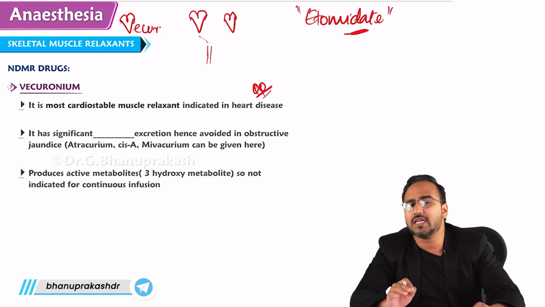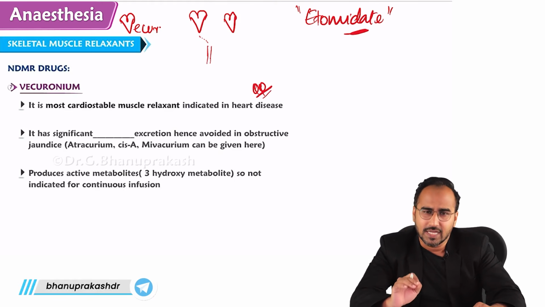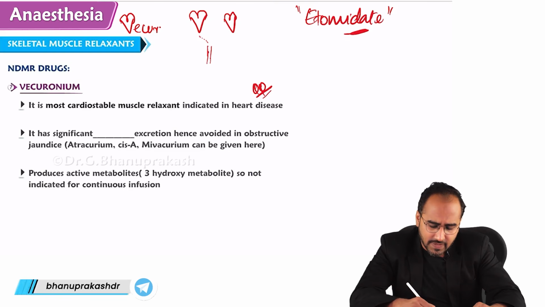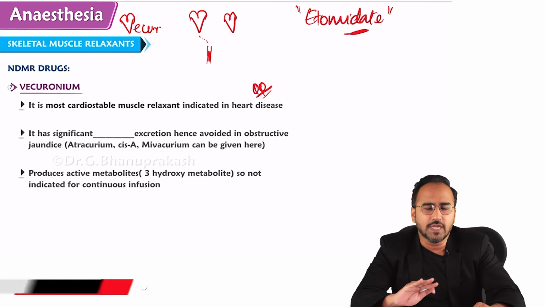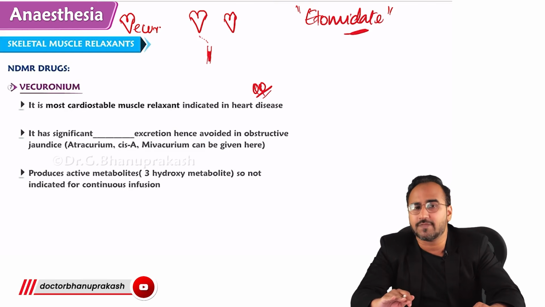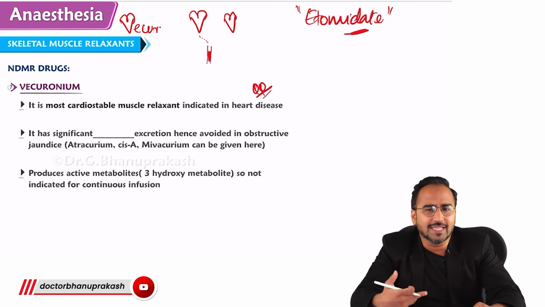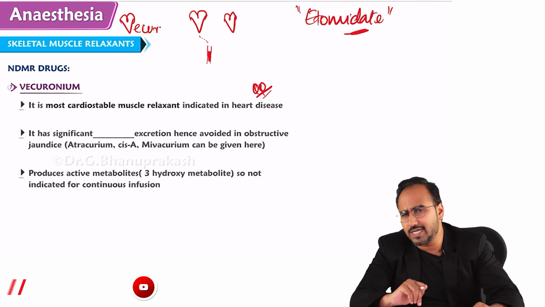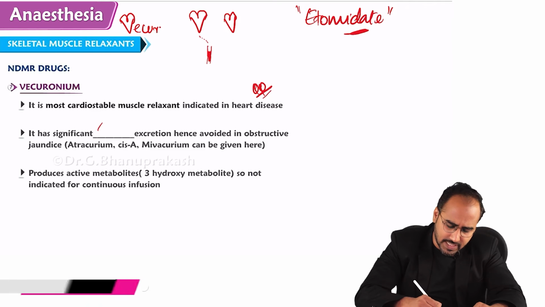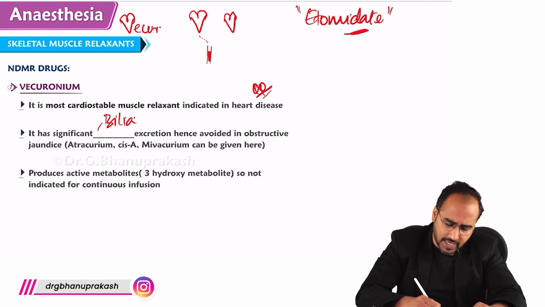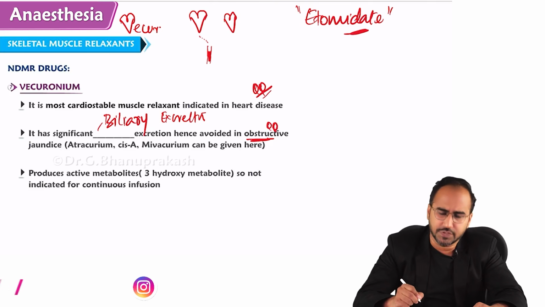As Vecuronium is excreted through the biliary tract, remember, if the patient is suffering with obstructive jaundice, can you give Vecuronium? No, sir. If you give Vecuronium in patients suffering with obstructive jaundice, what will happen? Vecuronium will accumulate in the patient's body, leading to toxicities, right? So remember, Vecuronium has significant dash excretion. What is the dash? Significant biliary excretion. Hence, it is avoided in patients suffering with obstructive jaundice.